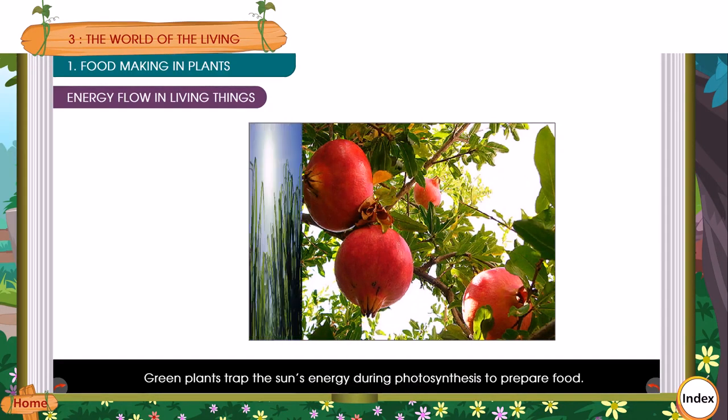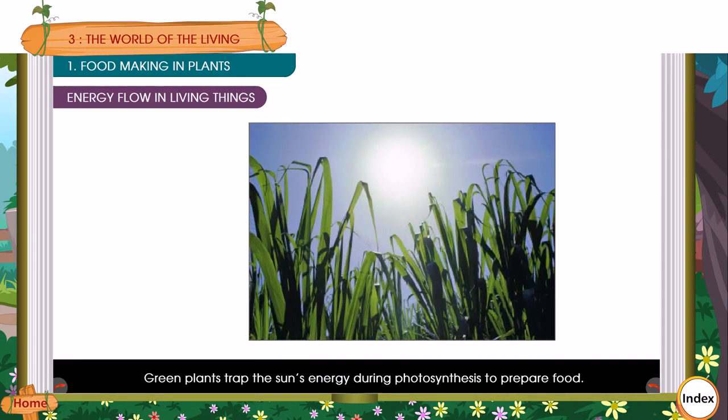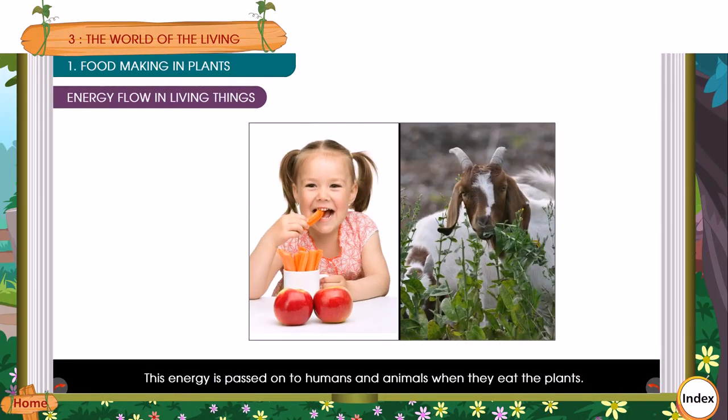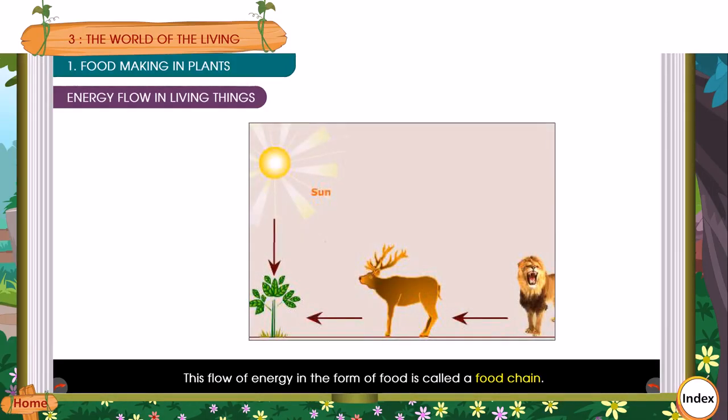Green plants trap the sun's energy during photosynthesis to prepare food. This energy is passed on to humans and animals when they eat the plants. This flow of energy in the form of food is called a food chain.